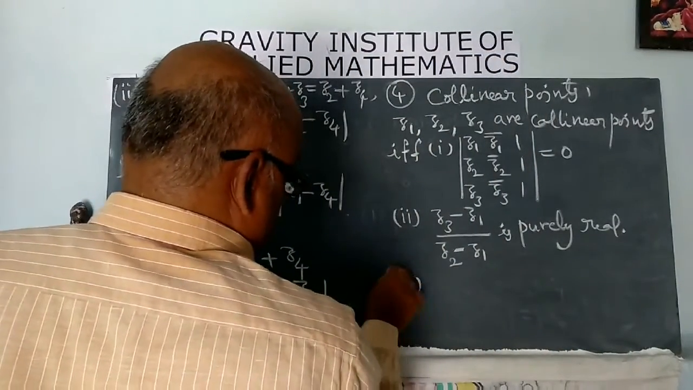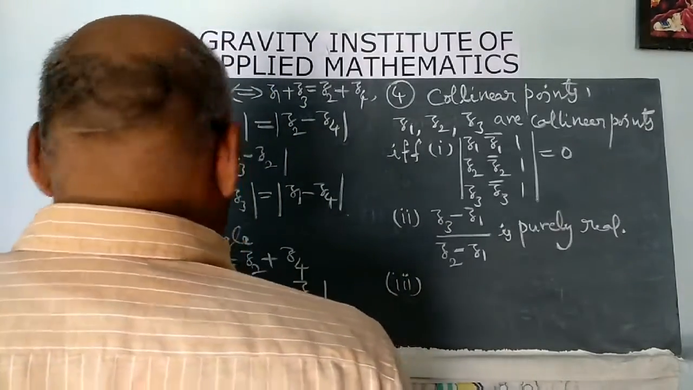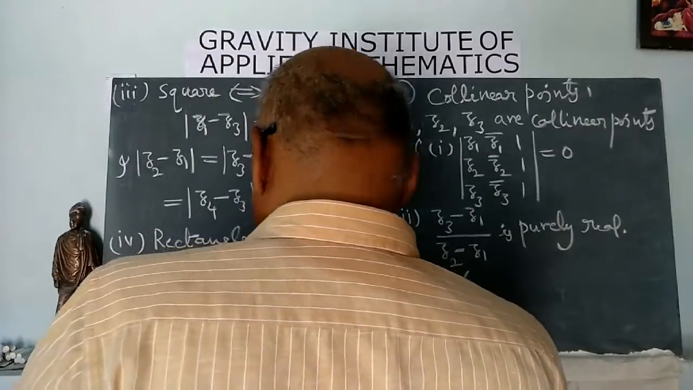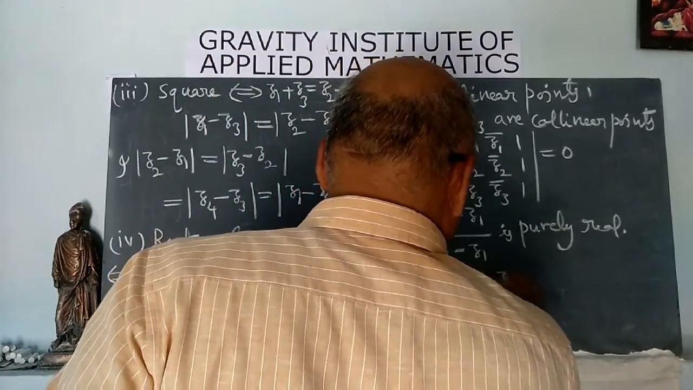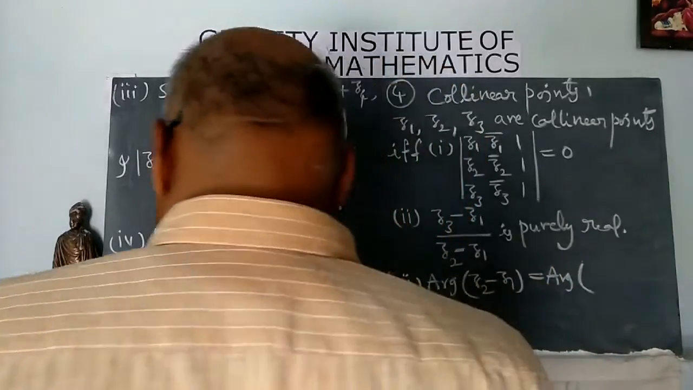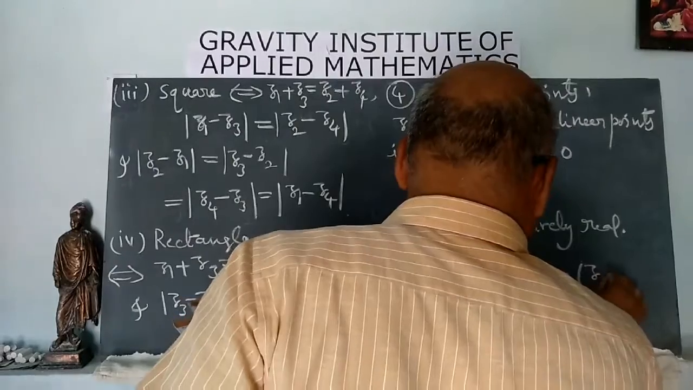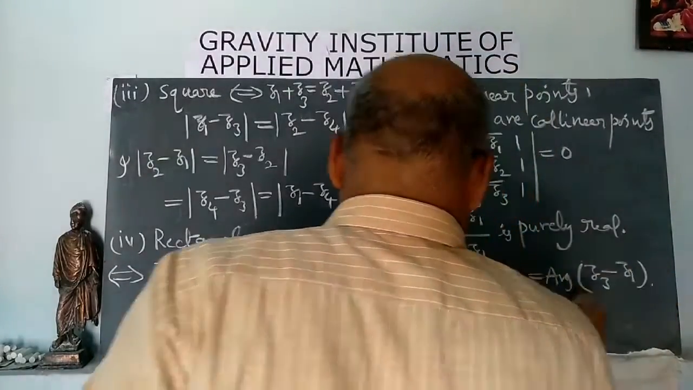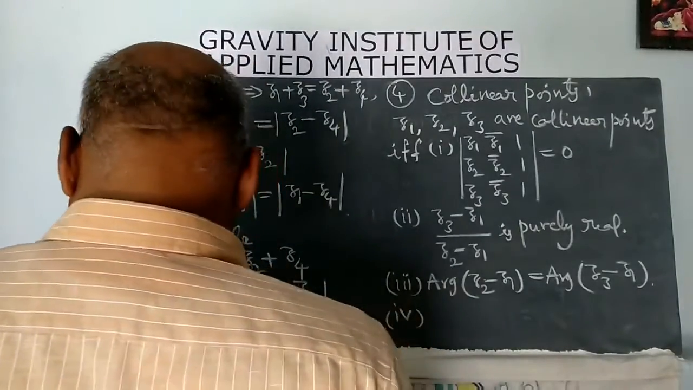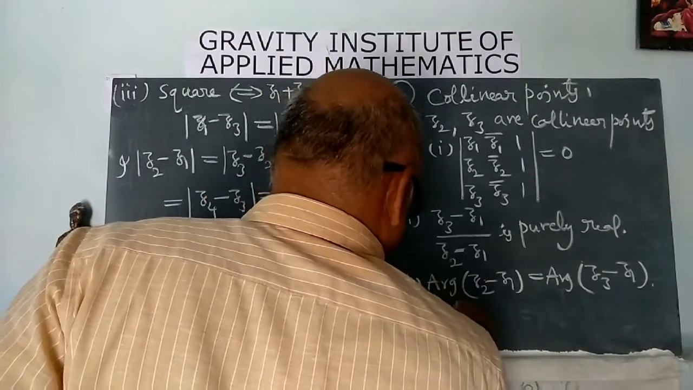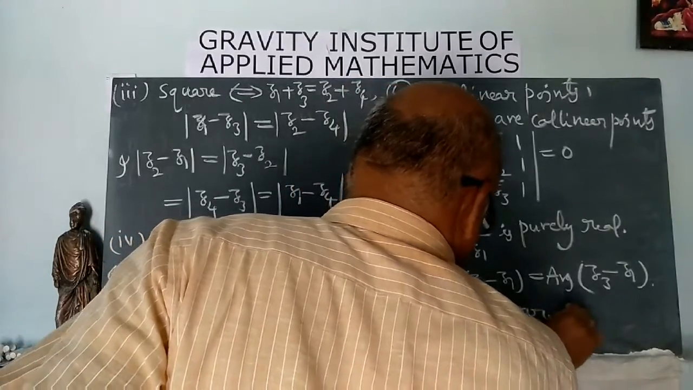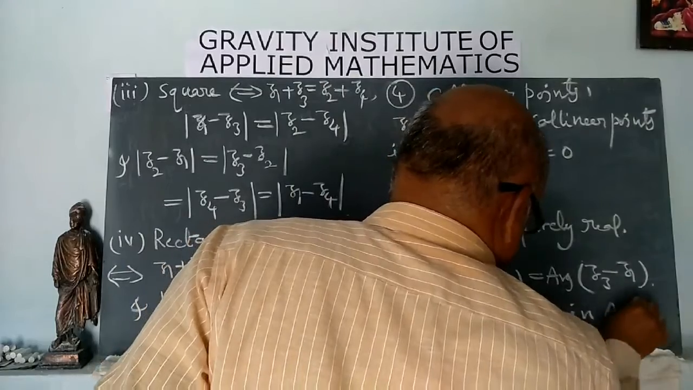Third subpoint, argument of Z2 minus Z1 is equal to argument of Z3 minus Z1. Fourth subpoint, Z1, Z2, Z3 are in arithmetic progression.